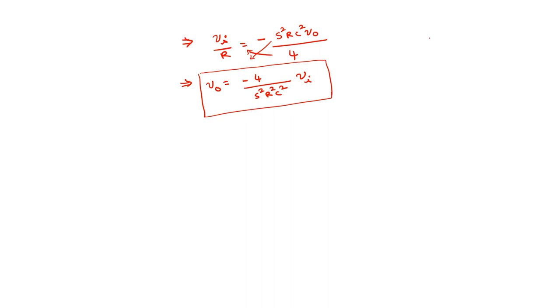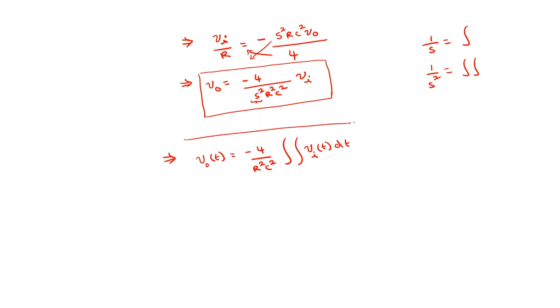So we know that in the S domain, if you have 1 by S, this is integration. If I have 1 by S square, this will be double integration. So if I remove this S square here in the S domain, in the time domain it becomes a double integration. So the output V0 of t in time domain is equal to minus 4 by R square C square double integration of Vi of t dt. So this given circuit will act as a double integrator. Okay, this is one of the important circuits.